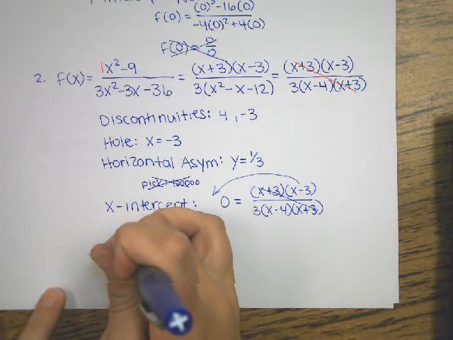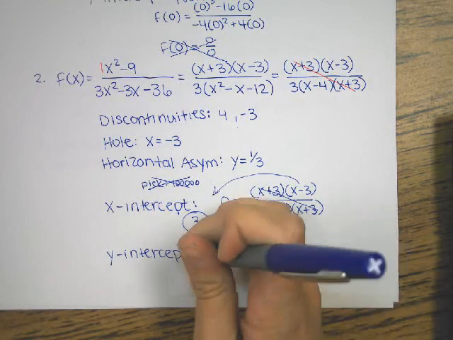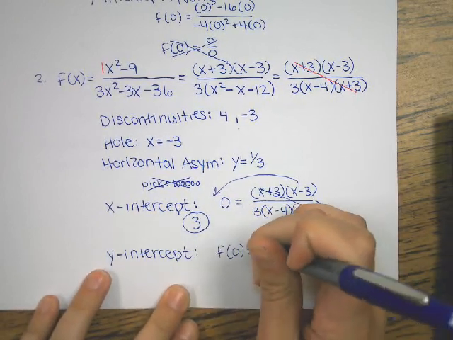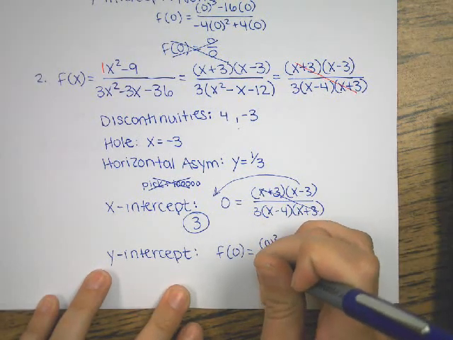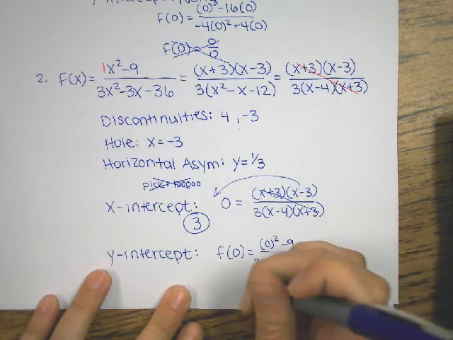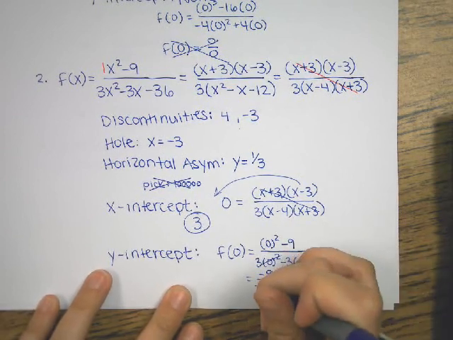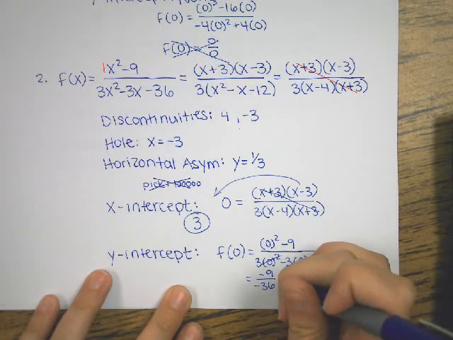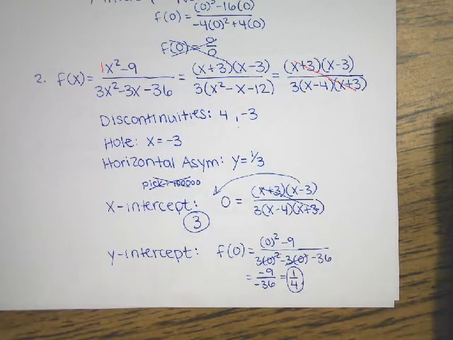For the y-intercept, this is where x is 0. So I like to just take the original function and plug in 0. So 0 squared minus 9 over 3 times 0 squared minus 3 times 0 minus 36. And this simplifies to negative 9 over negative 36. And if we simplify that fraction, that is a 1/4. So it's going to have a y-intercept of 1/4.